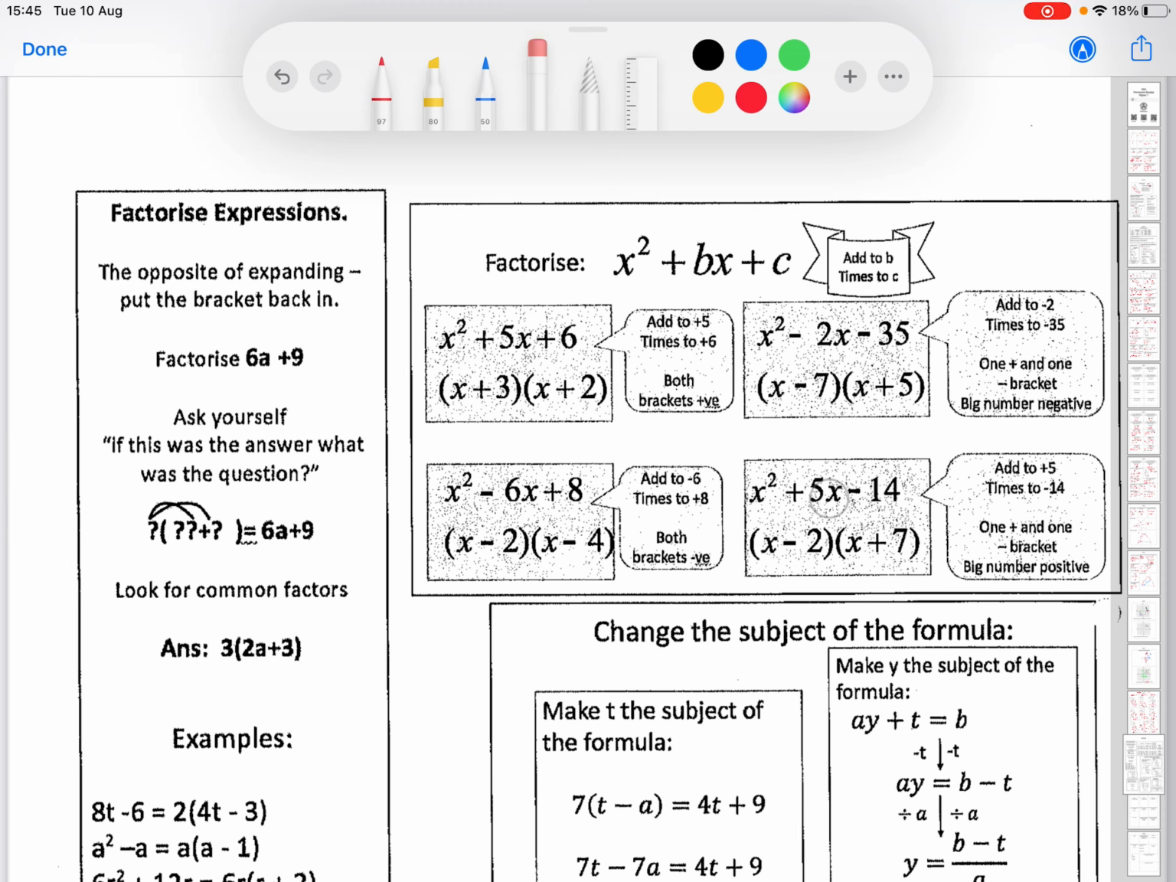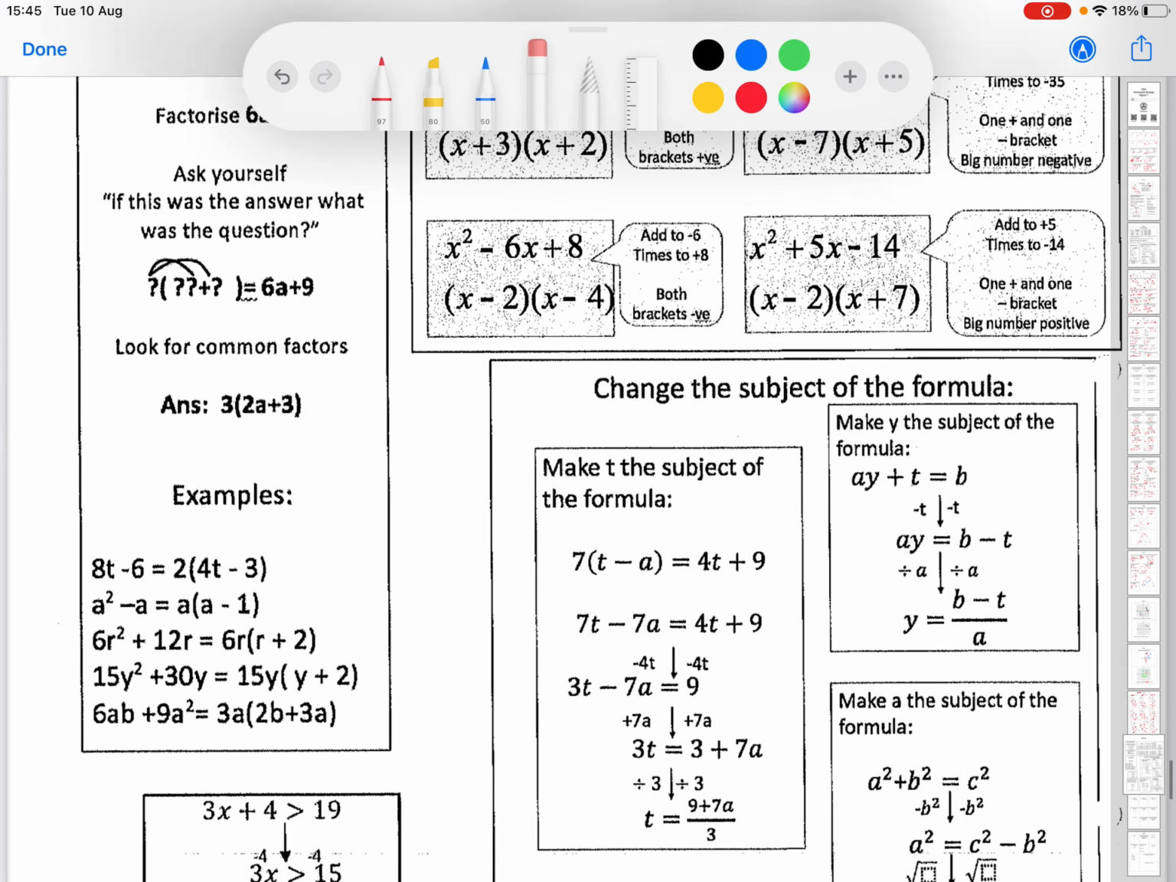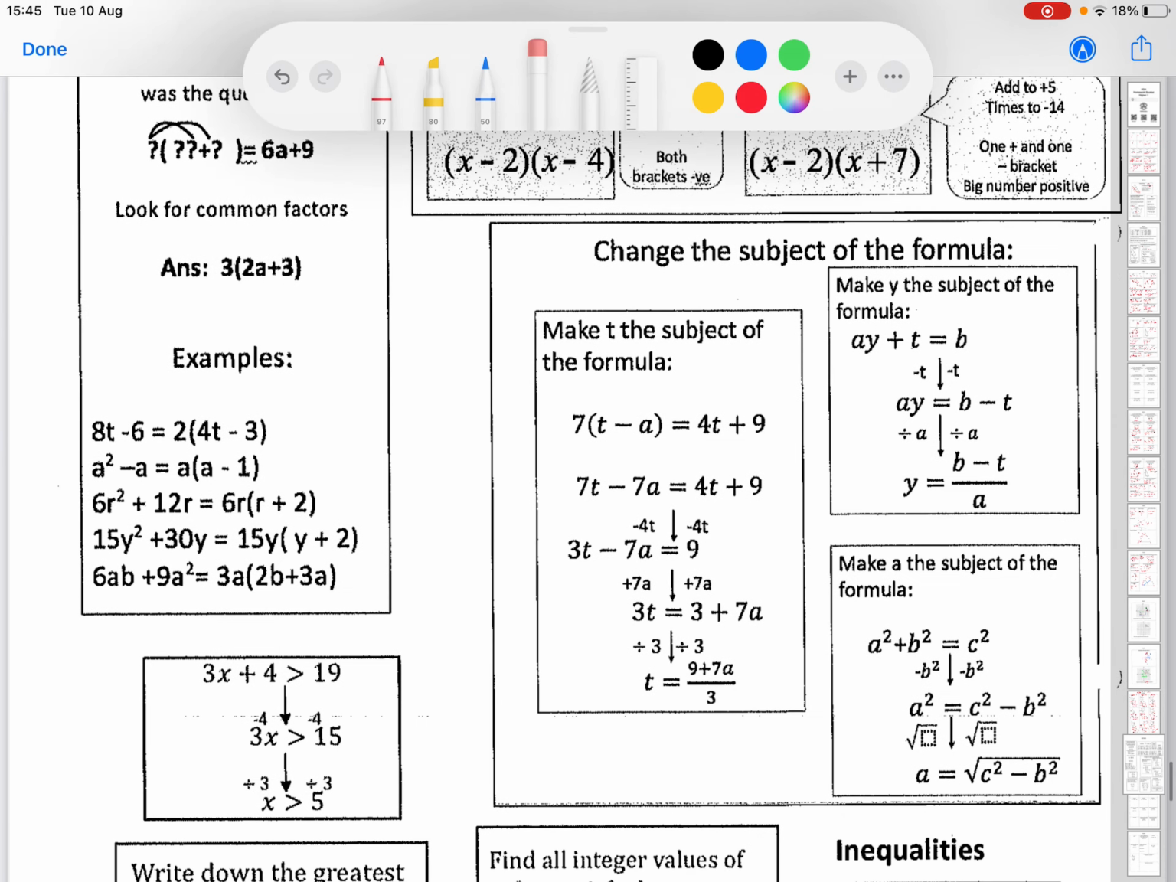This one, we can see that they've got to make minus 14. That means one needs to be positive, one needs to be negative. And they've got to add up to make positive 5. So therefore, you're going to have plus 7, minus 2. So be very careful on your negatives.